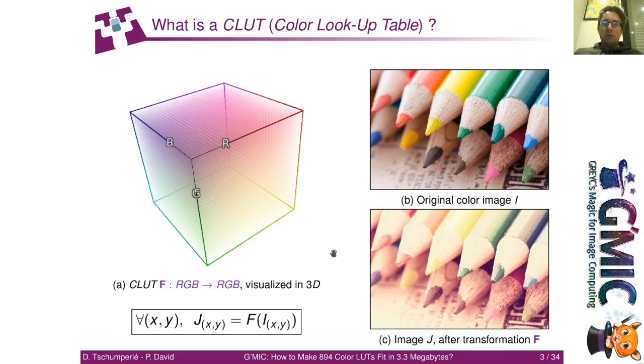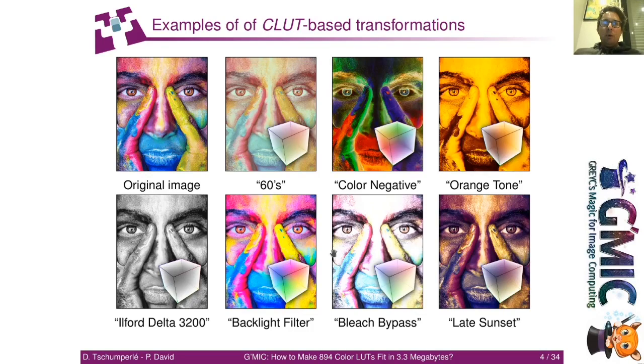What is cool with color LUTs is that they can define any kind of color transformations. Here you see the application of a few different CLUTs on the same input image. CLUTs are able to render very different color changes as color fading, color boosting, black and white conversion, light change, or analog film simulation. So clearly this is a very interesting way of modeling generic color transformations.